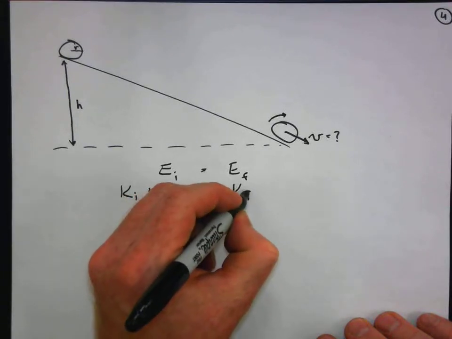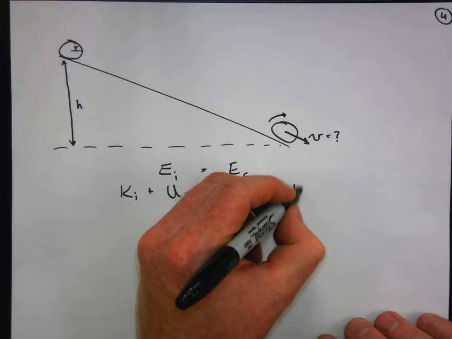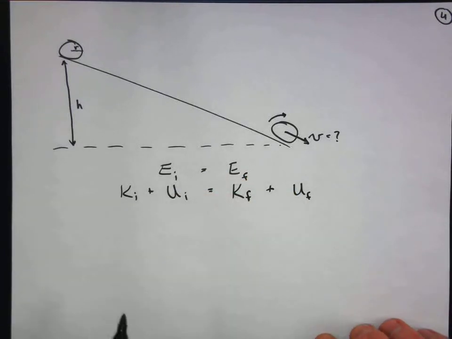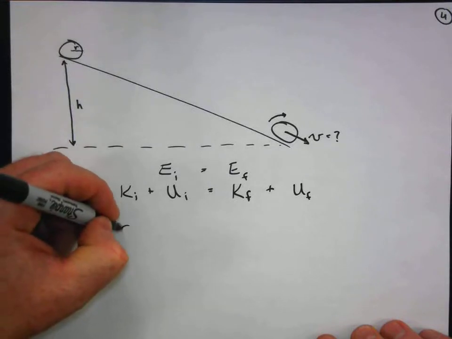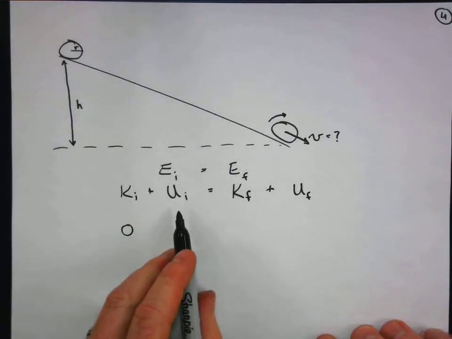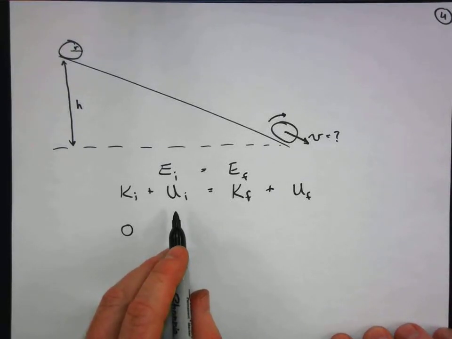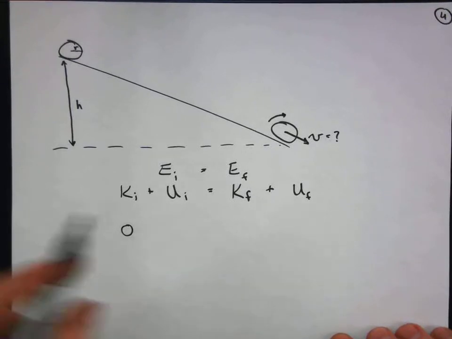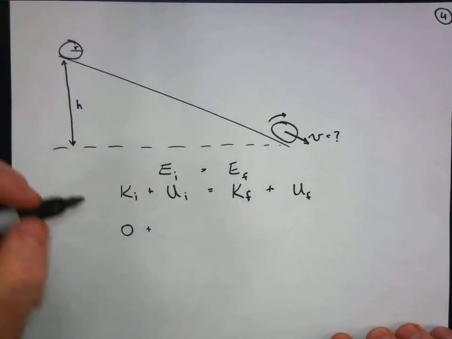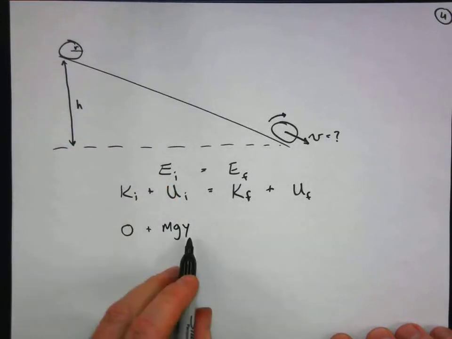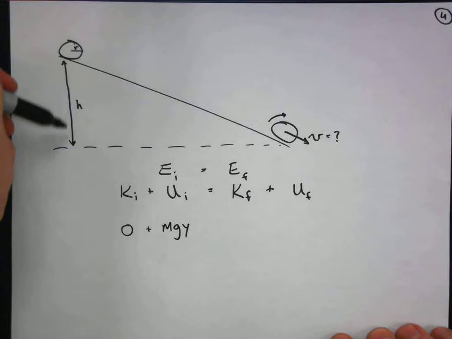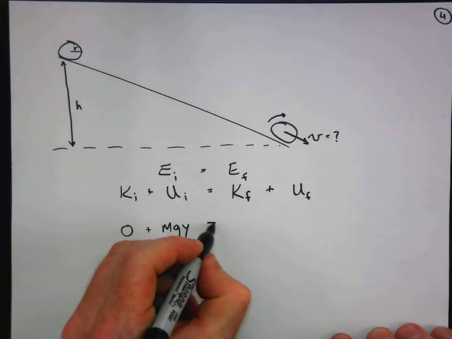So the sum, that's an F. The sum equals the sum here. But initially up here there's no motion at all, so that goes to 0. Here this is pretty easy. We're close enough to Earth's surface that we're not using the universal law of gravitation. We're just going with g equals 9.81. So we get to say that mgy, where y is the vertical change in position there, right?